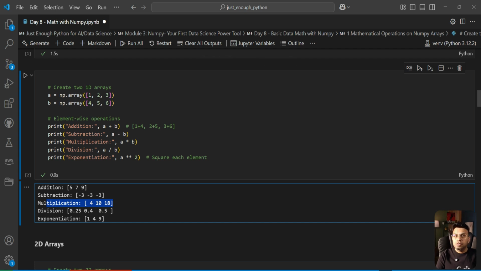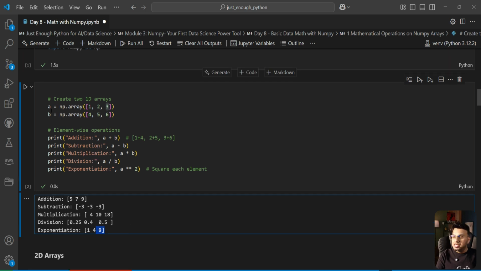Division, very easy. Similar concept. 1 by 4 is 0.25. 2 by 5 is 0.4. And 3 by 6 is 0.5. Exponential, we are squaring each element of array A. So 1 to the power 2 is 1, 2 to the power 2 is 4, and then 3 to the power 2 is 9. Element-wise mathematical operations on arrays. This is what we did with one-dimensional array.